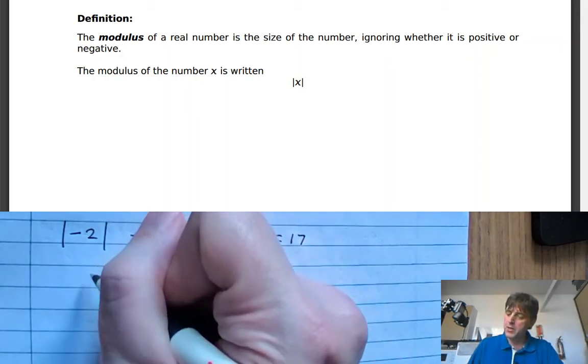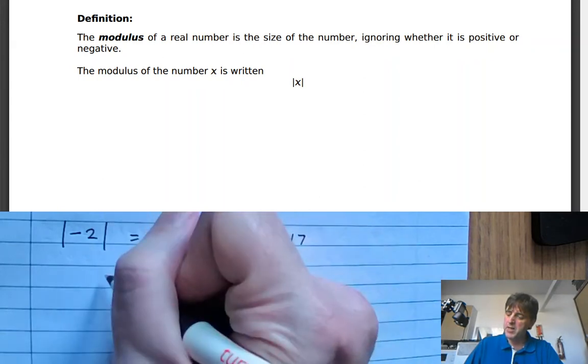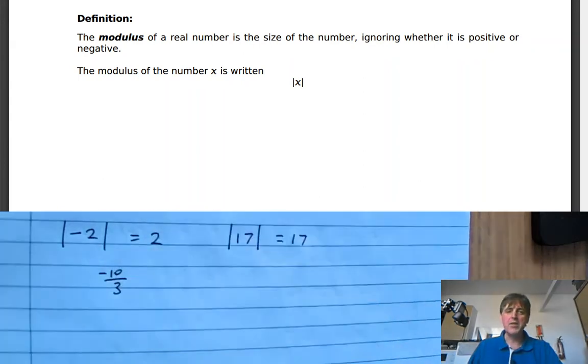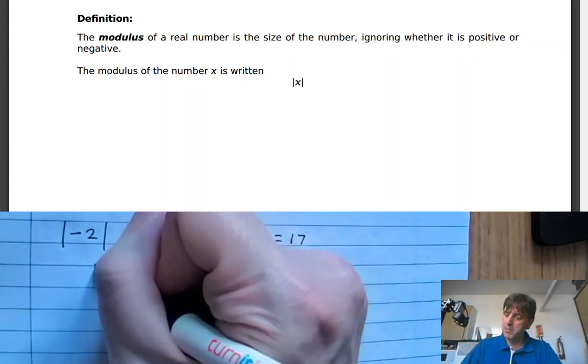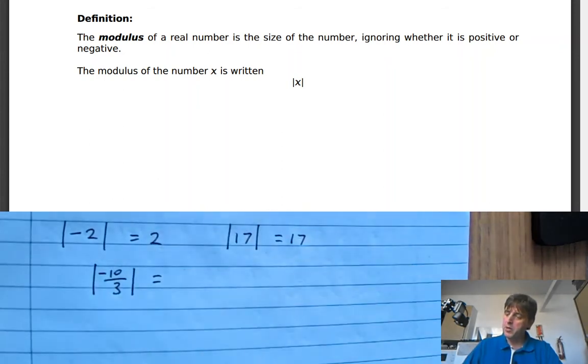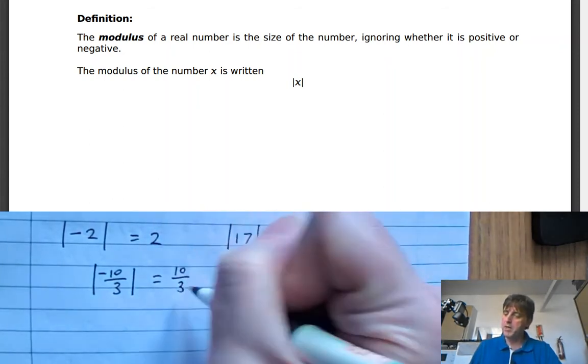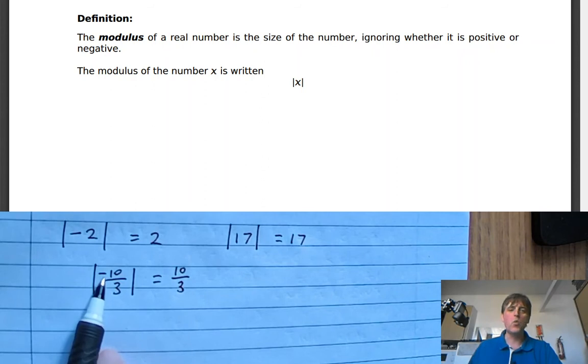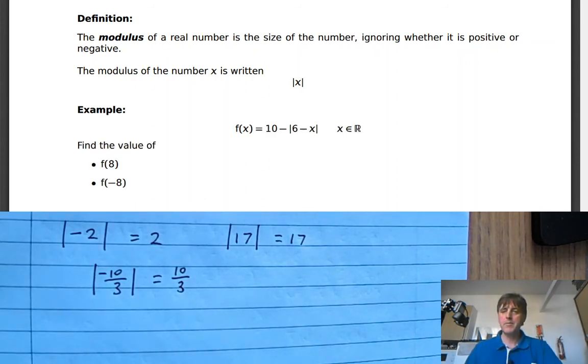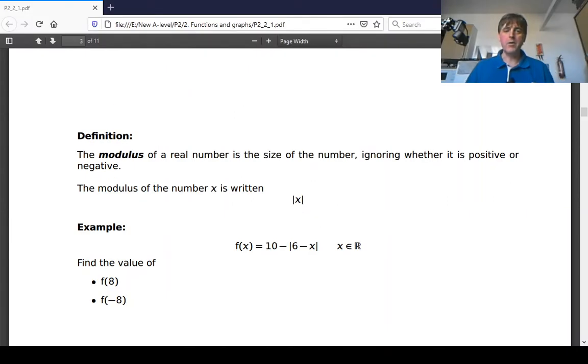Let's say we've got a slightly more complicated number, something like -10/3, and we want to find the modulus of that number. The modulus would be 10/3, and the fact that it's negative, we don't care about that particularly for the modulus. Quite a simple idea, I hope you agree.